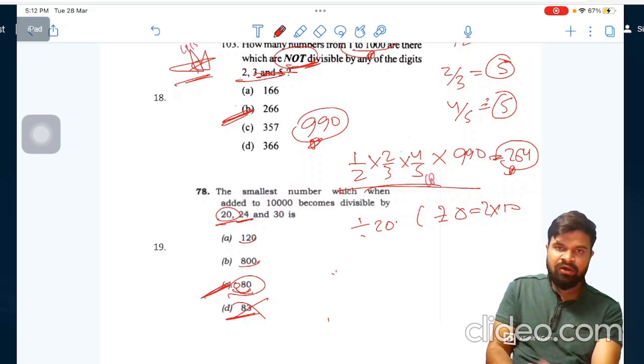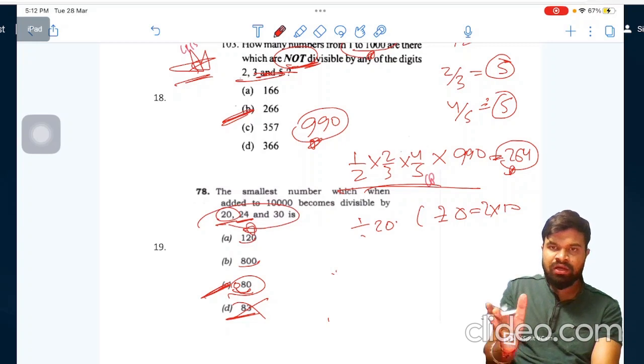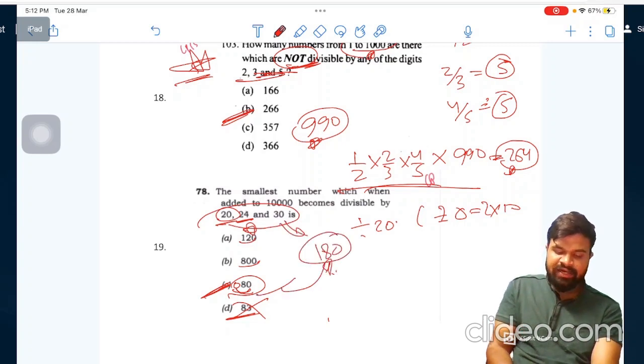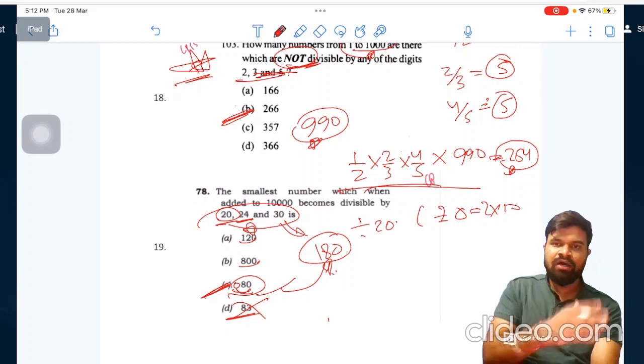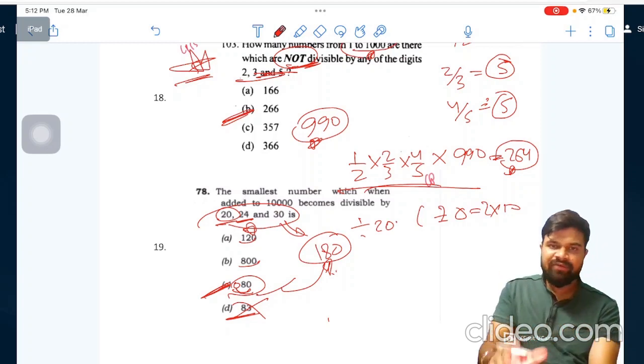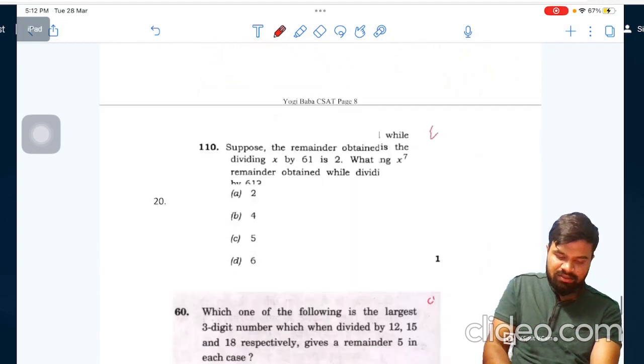Other than this, just go for the LCM again. The LCM will be 180, and then you try to find the multiples of 180. That will give you the same answer, and this will be the answer.